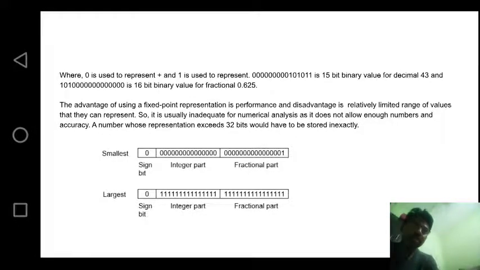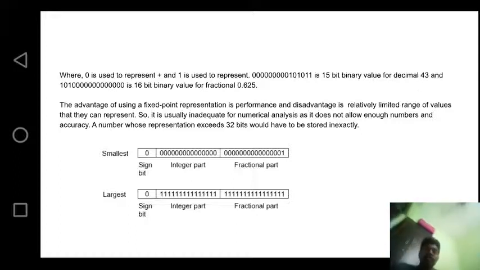Next we see when 0 is represented plus and 1 is represented minus. This is the 15-bit binary value of decimal 43 and the 16-bit binary value of the fraction. The advantage of using fixed point representation is performance, which is fast, and the disadvantage is the relatively limited range of values that can be represented.